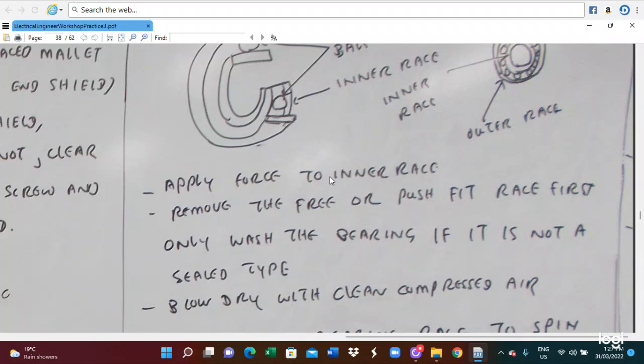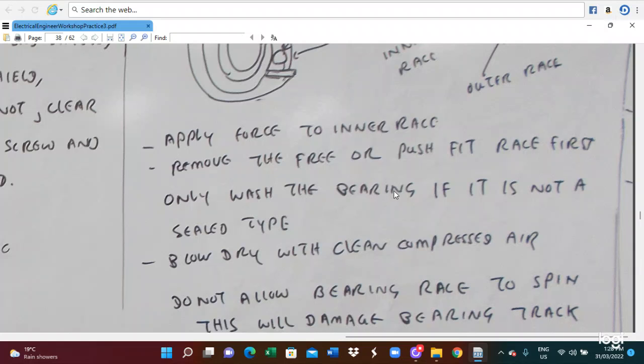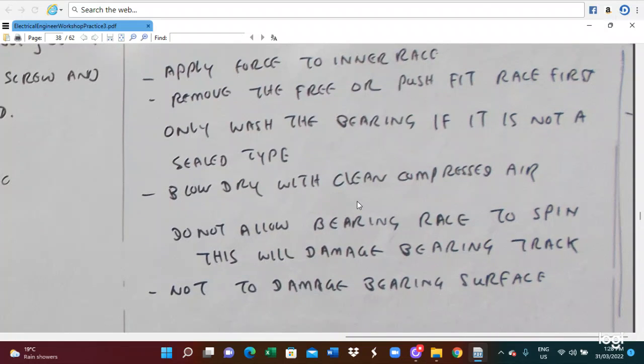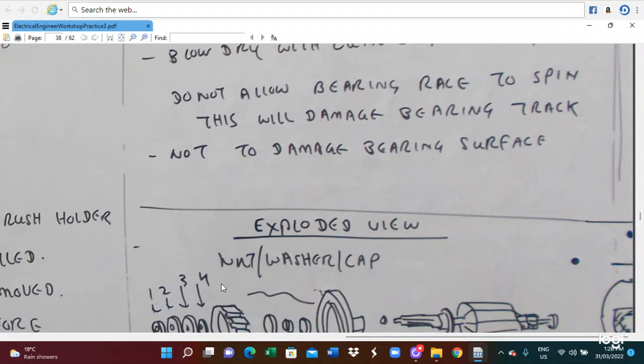So you have to apply the force to the inner race. Remove the race or push the race past, only once the bearing is not at the C dot. And also blow dry with compressed air. Do not allow the bearing race to spin. This will damage the bearing track, and not damaging the bearing surface also improves it.